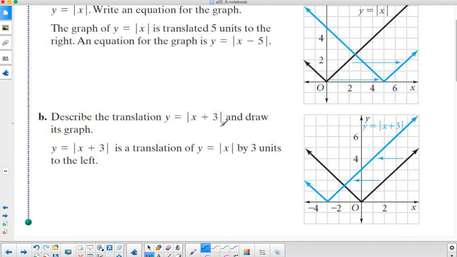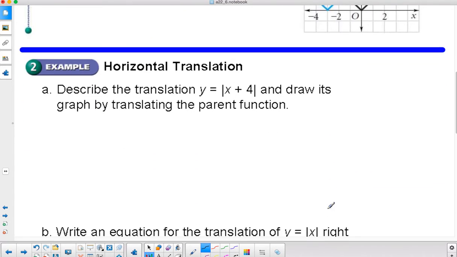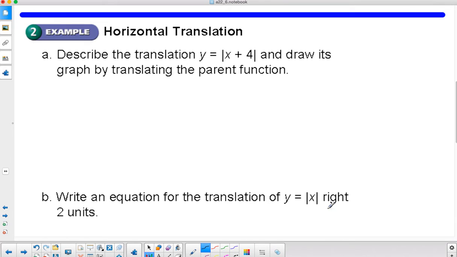You can see that tells you to go left 3, and then voila, here you go. All right, so let's take a look at this one. The horizontal translation. Describe the translation y equals the absolute value of x plus 4 and draw its graph by translating the parent function.